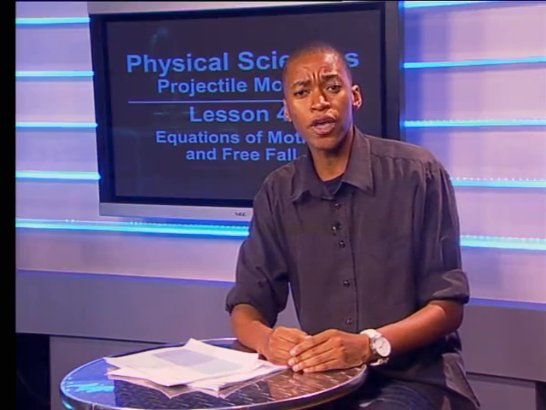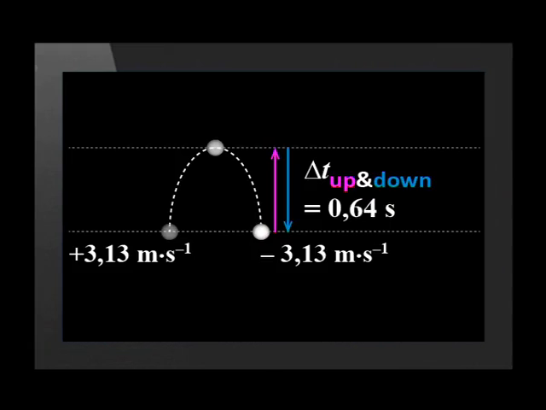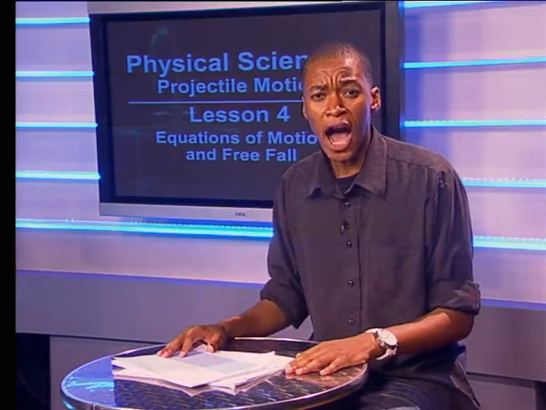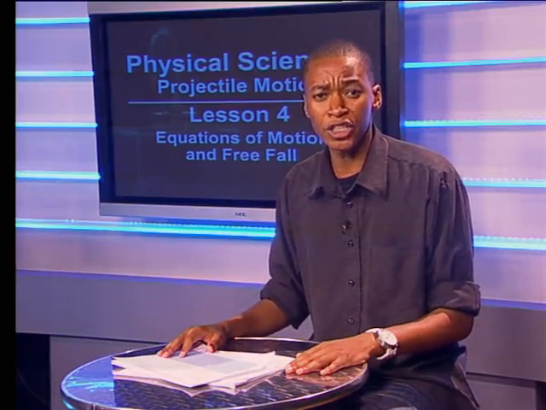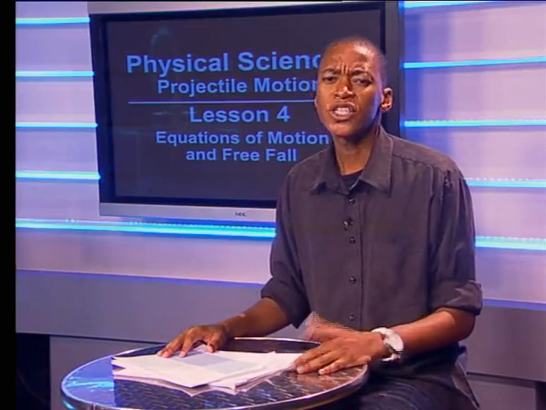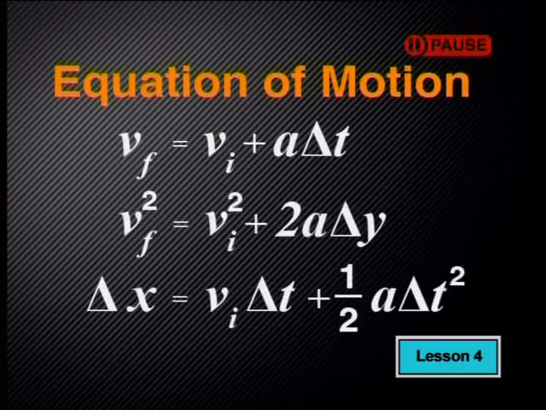We need some more information. The motion detector measures that it takes 0,64 seconds for the ball to move up and down as shown here. So can you see how to calculate the ball's acceleration from this information? Scie, please help us. Here's a hint. Use one of the equations of motion that are on the data sheet to help you calculate the acceleration experienced by the ball.